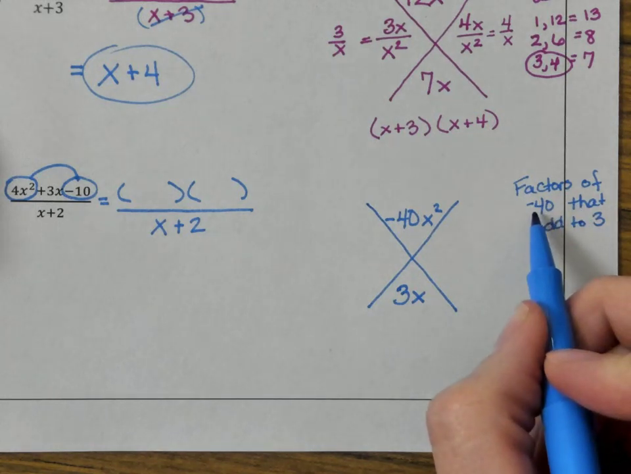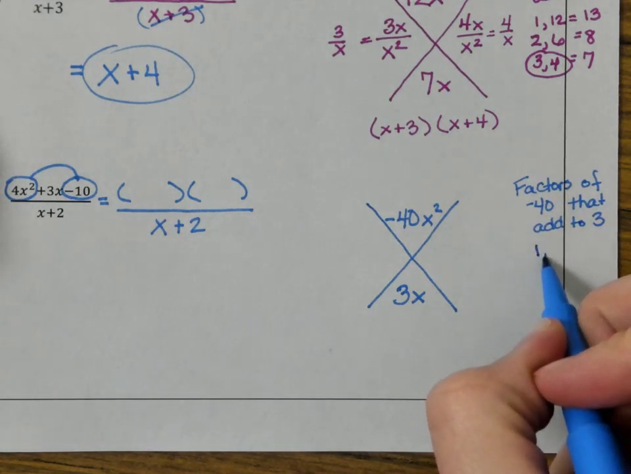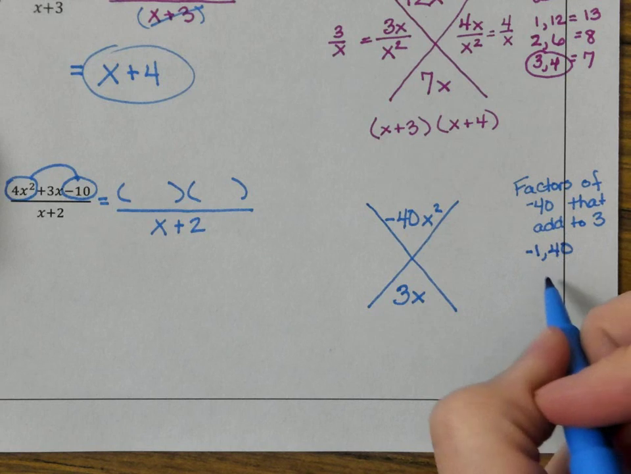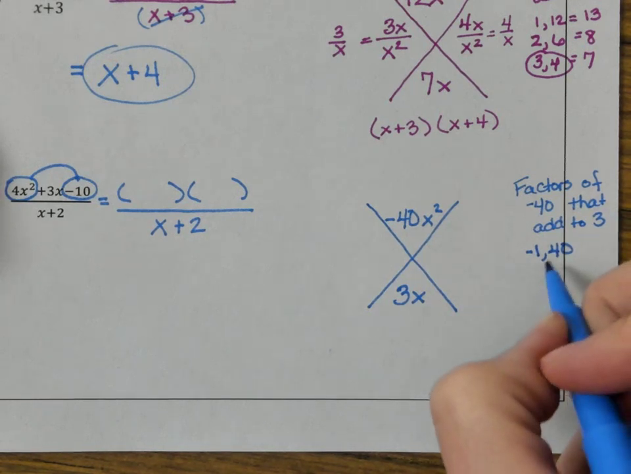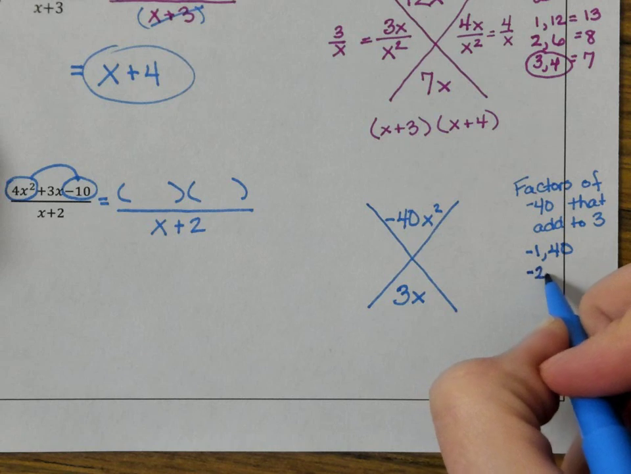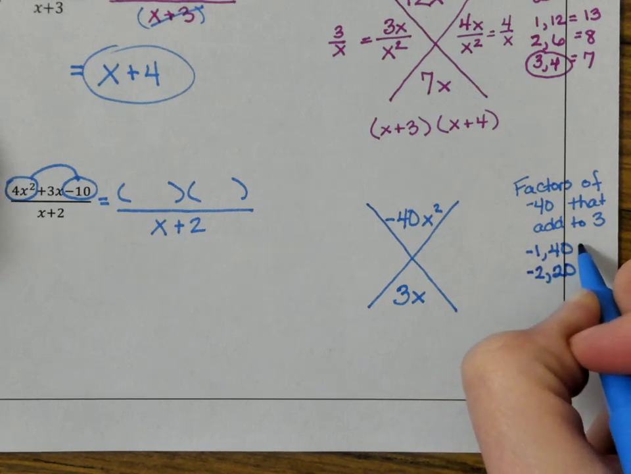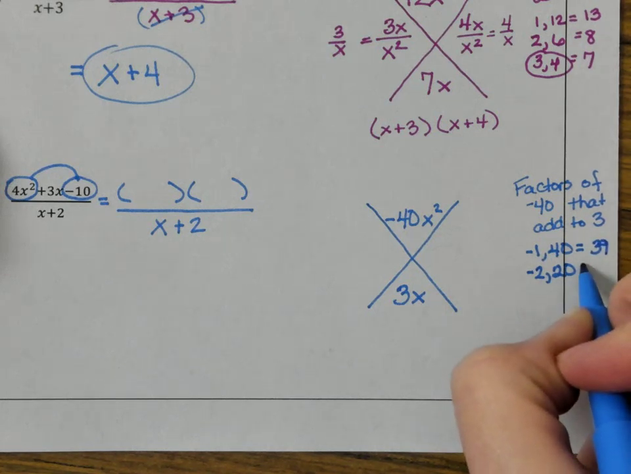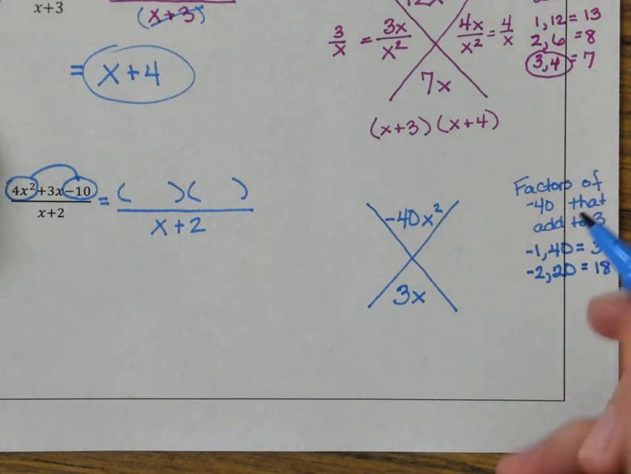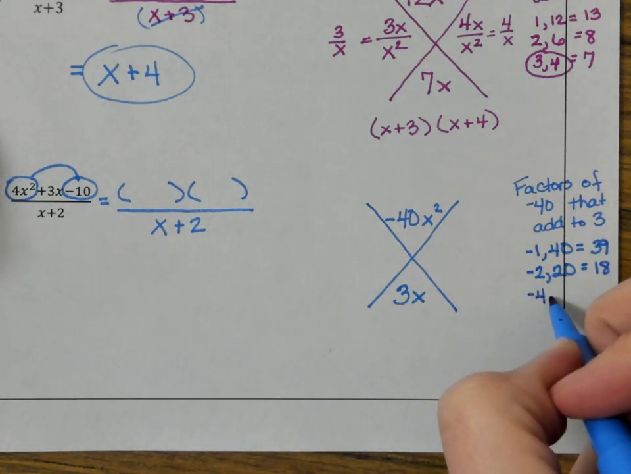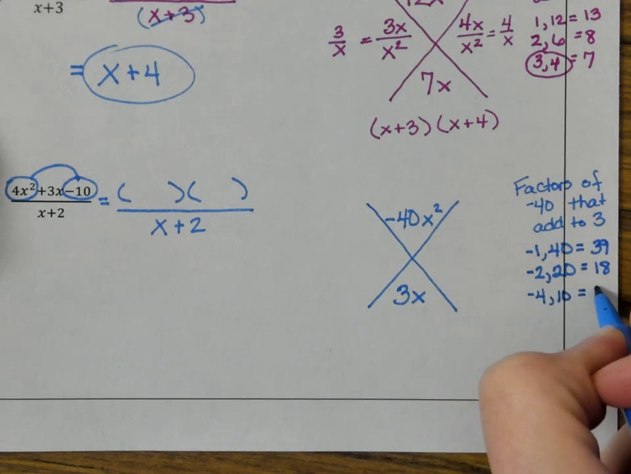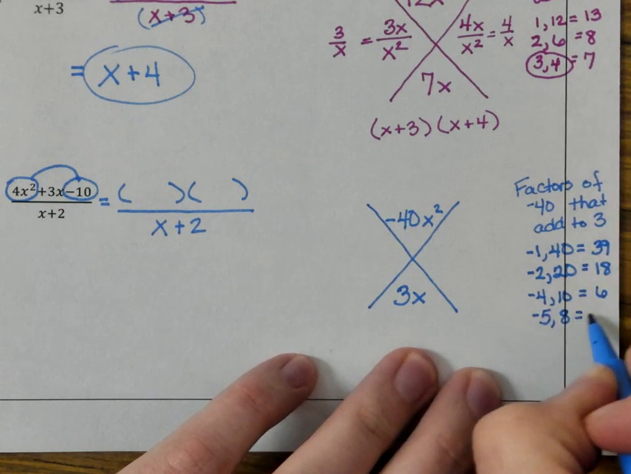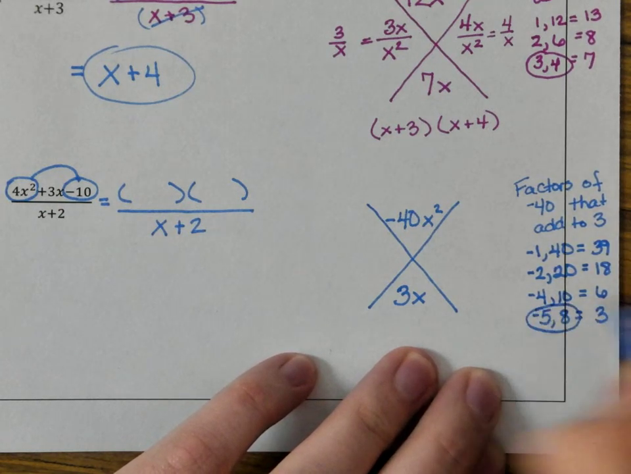So factors of negative 40. When I want factors of a negative, that means one number is positive and one number is negative. So negative 1, positive 40. I could flip that around. Negative 2 and positive 20. But if I add these up, I still don't have 3. So this is 39. This is 18. I have a negative 4 and 10, which gives me 6. And then I have negative 5 and 8, which gives me 3. So that's what I'm looking for.